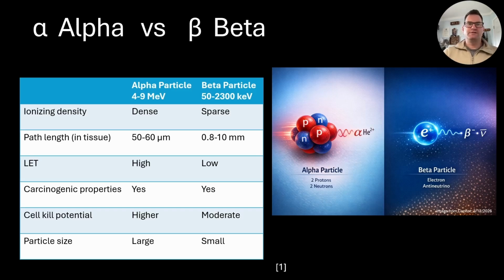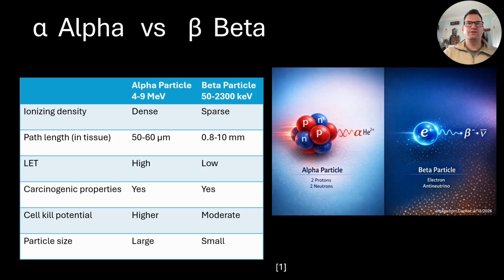Alpha and beta particles. Alpha versus beta. So we have our particles. You look at the right side of this slide. Alpha particles are a lot larger, they have more energy, and they have a longer LET, linear energy transfer. They are both carcinogenic, alpha and beta particles.